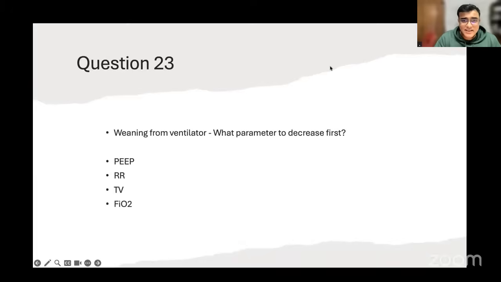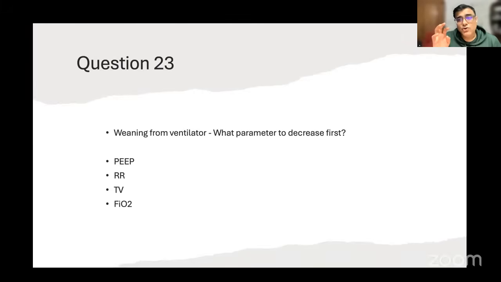Question 23. Weaning from ventilators, which parameter to decrease first? PEEP, respiratory rate, tidal volume, or FiO2? So this was the question. Now let me tell you, there is no consensus statement which suggests that you should either reduce PEEP first or FiO2 first. But in practice, generally what we do is we reduce the FiO2 first, and once we go down to FiO2 less than 50, then we start reducing the PEEP a lot of the time.